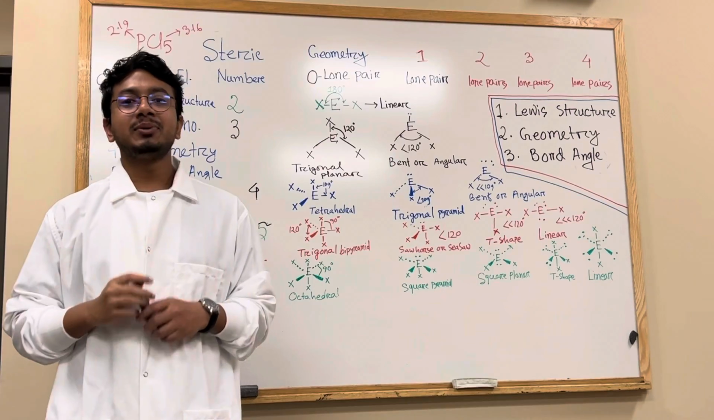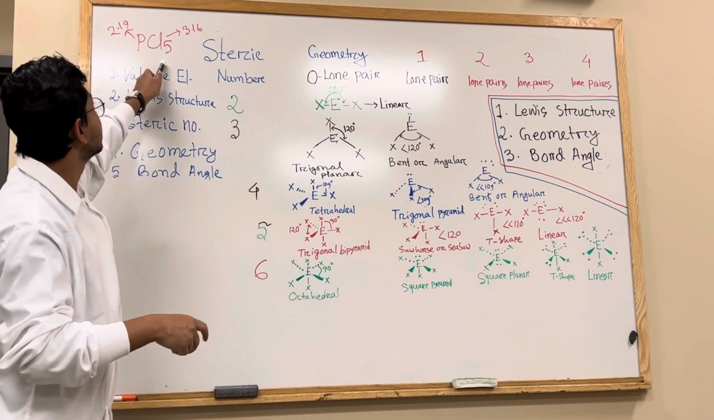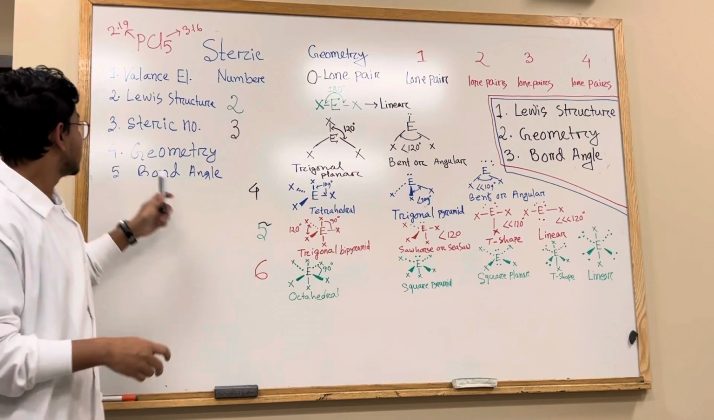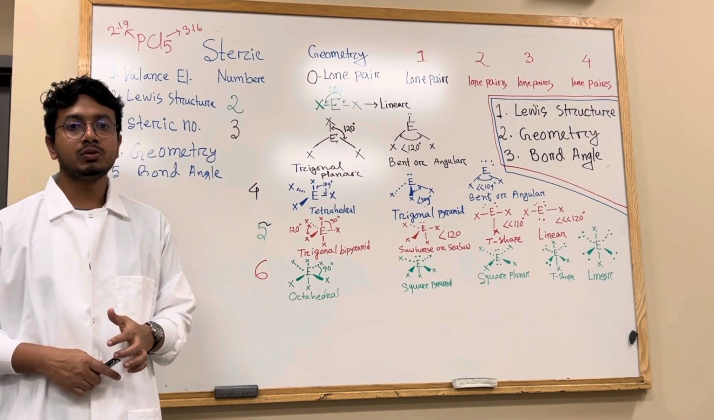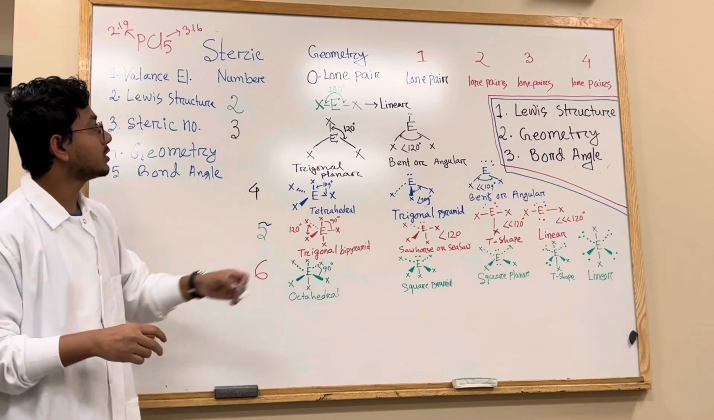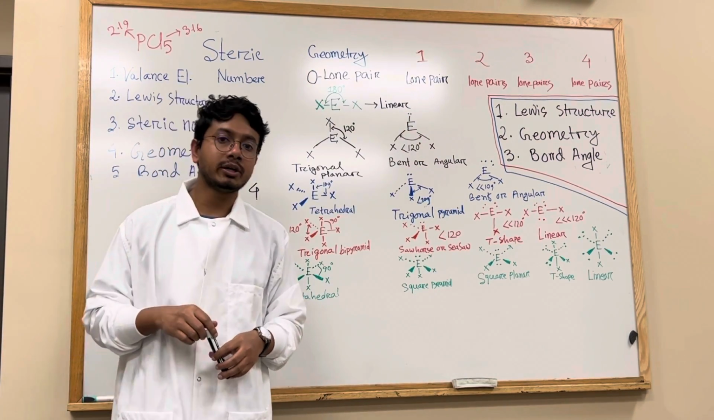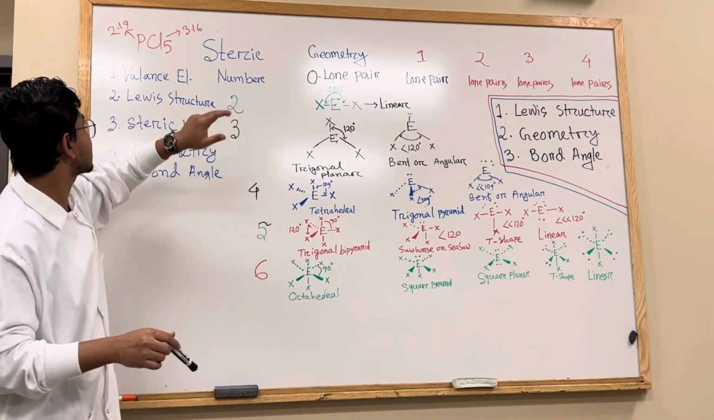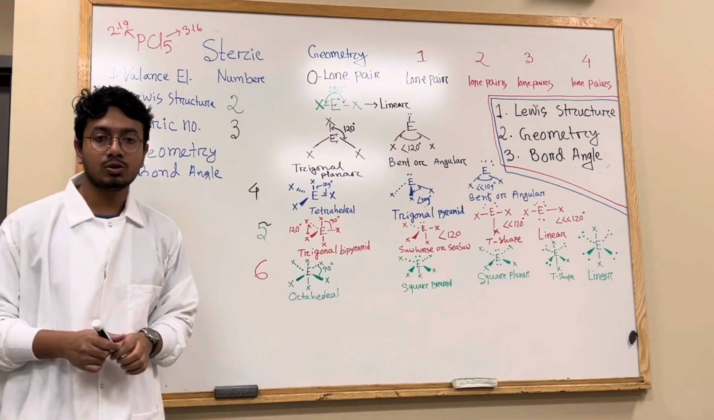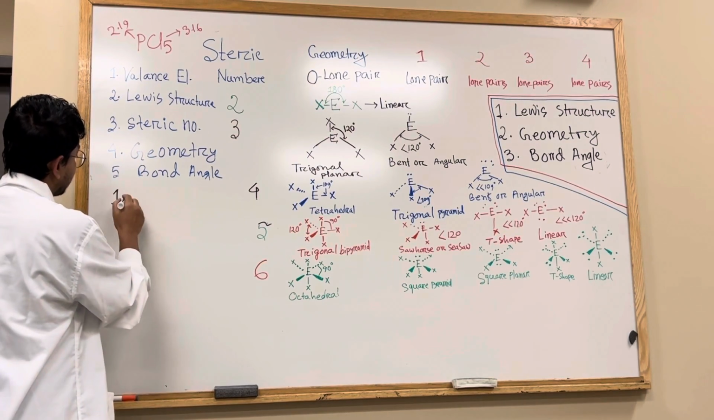In this video I am going to show you specifically the Lewis structure of PCl5. Then I will show you the geometry and bond angle, and that the bond angle depends on the lone pair, that the lone pair has an impact on the bond angle. Before going to the Lewis structure, we need to find the valence electrons of PCl5.